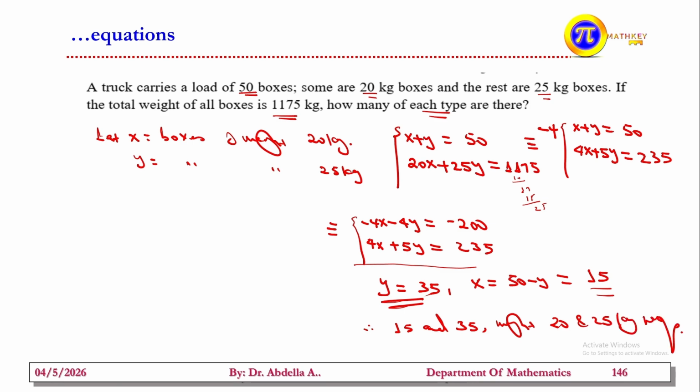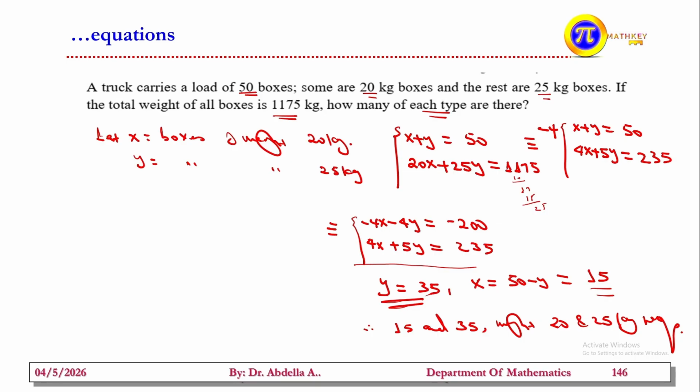Number of boxes which weigh 20 kilogram, let it be x. Number of boxes which weigh 25 kilogram, let it be y. Then after that it becomes a system of linear equations. A system of linear equation we can solve using cancellation method or substitution method or Cramer's rule.